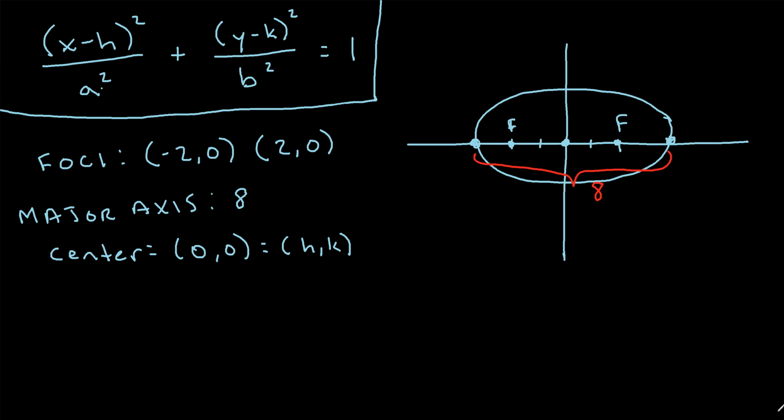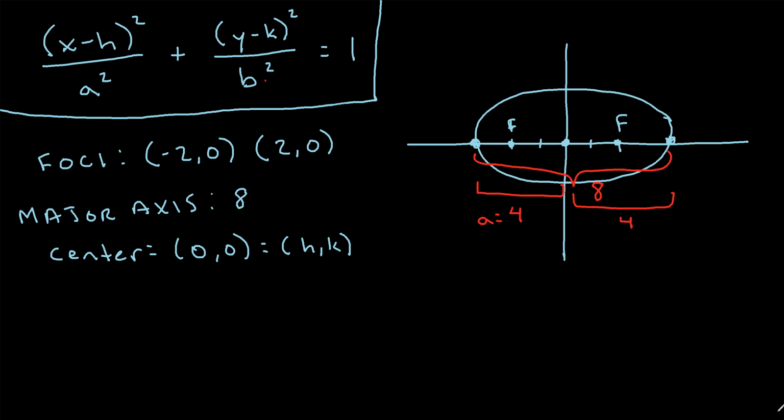Now the a is the distance from the center to each vertex. So we can see that if the total distance from one vertex to the other is 8, then the distance from the center to one vertex must be half of 8. In other words, this distance must be 4, and this distance must be 4, in order for these two to add up to 8, which is the total length of this major axis. So a is equal to 4.